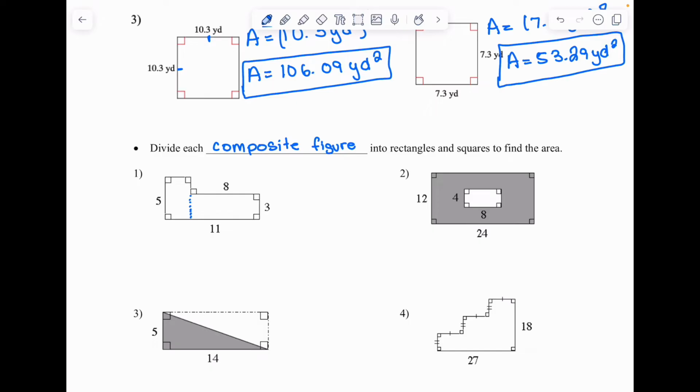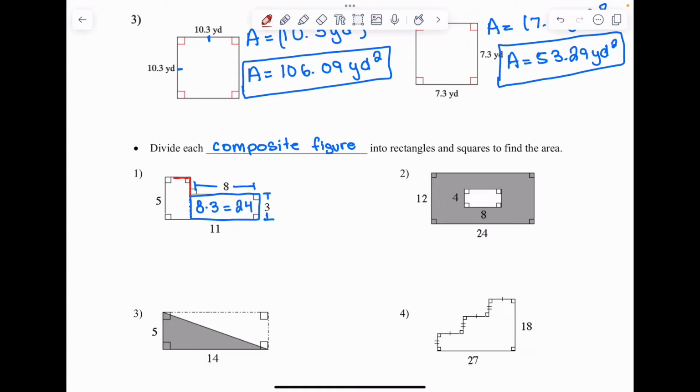So when you're doing these problems, please pay extra close attention to the labels. 8 is going to be the length of this rectangle that I'm going to outline in blue. And 3 is going to be the width. So I'm going to do 8 times 3, which will give me 24 for that area.